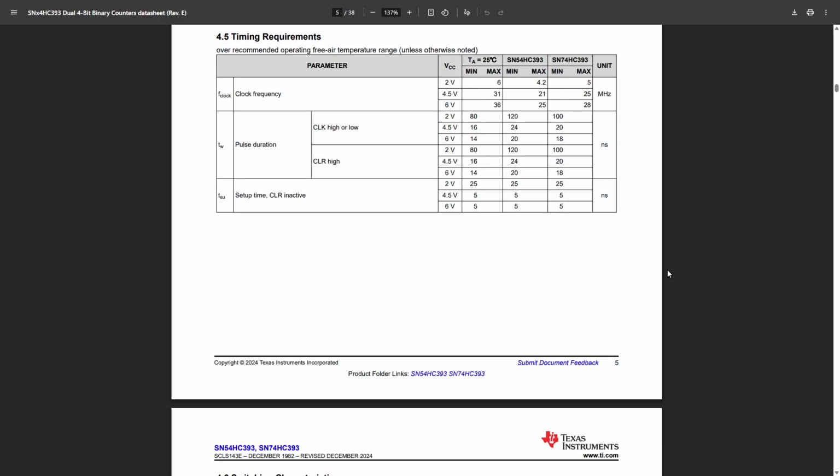Right, so in section 4.5, we can see that if we power the counter with 4.5 volts, that maximum clock frequency would be 25 MHz, which is above the 10 MHz of the OCXO, so we're good. By the way, why am I taking the 25 MHz value instead of the 31? This left column tells us about the behavior of the chip at an ambient temperature of 25 degrees Celsius, and the column up the right just says the name of the chip.